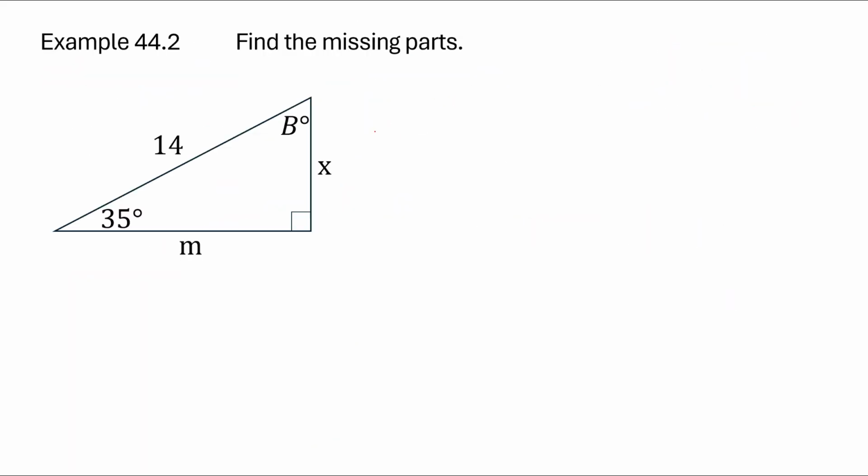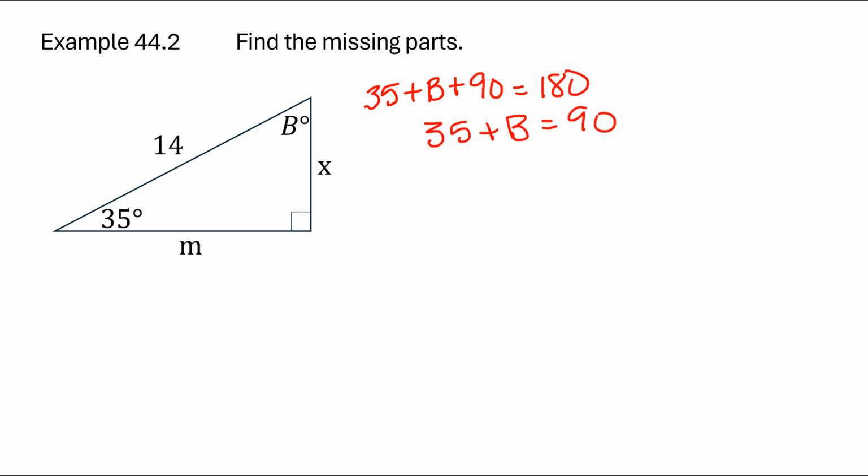Okay, now we have a similar kind of problem, except this time they gave us the hypotenuse. They did not give us the legs at all. So I can go ahead and find b, again using the fact that the interior angles of a triangle add up to 180, so 35 plus b plus the 90-degree angle should add up to 180. So 35 plus b is 90, which means that b is 55 degrees. I already know that now. I can use that if I want to, but I don't need to.